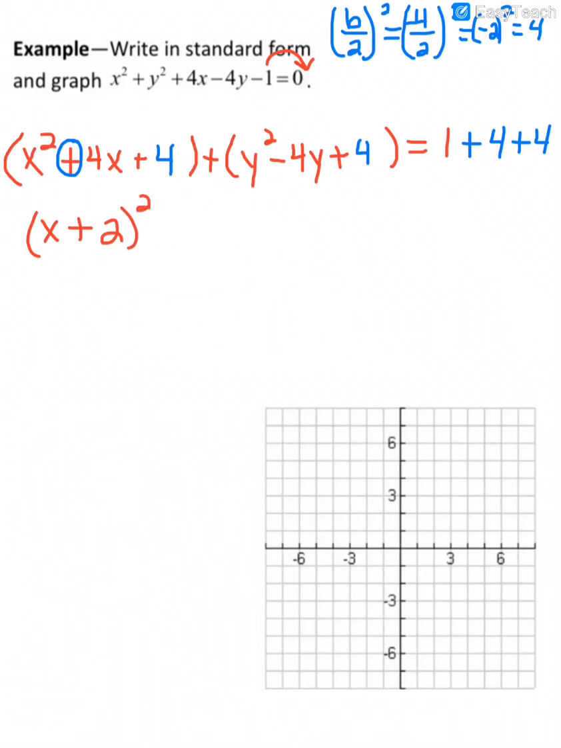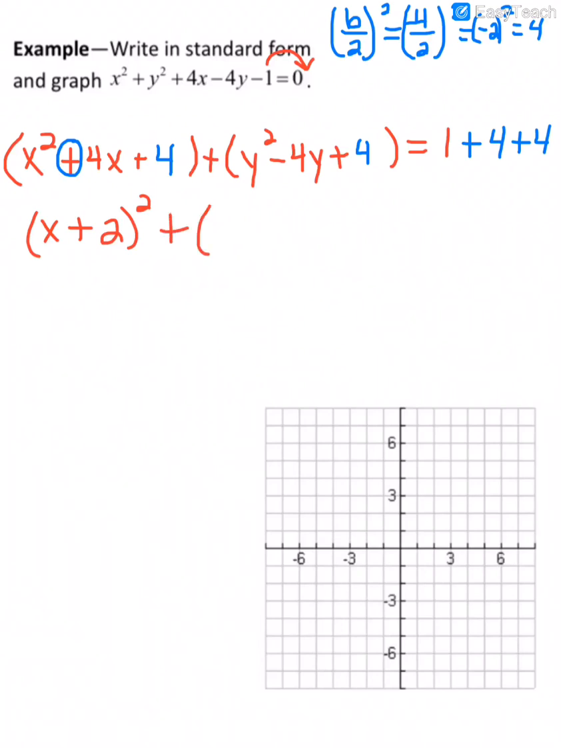If you don't believe me, remember whenever you factor, if you multiply your factors back together, you should get what you started with. So if you take x plus 2 and write it twice and FOIL it, you would get x squared plus 4x plus 4. Okay, so now let's do the same thing with our y group.